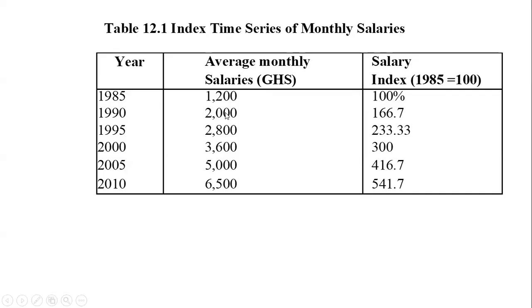Then the rest will all be divided by 1,200. Then you multiply the result by 100. So this is 2,000 divided by 1,200 times 100. That gives you this. The next one, 2,800 divided by 1,200 times 100% gives you this. The next one, 3,600 divided by 1,200 times 100% gives you that. Then 5,000 divided by 1,200 times 100% gives you this. Then 6,500 divided by 1,200, which is the base year, times 100%. That gives you this. So that is how we got them.